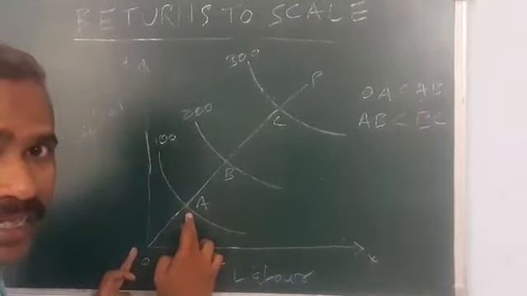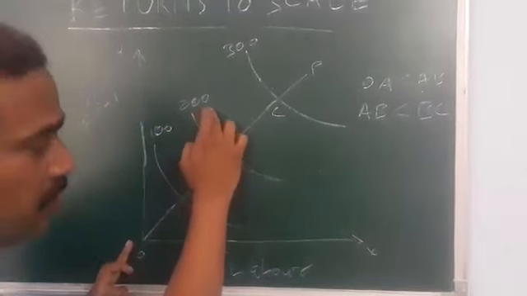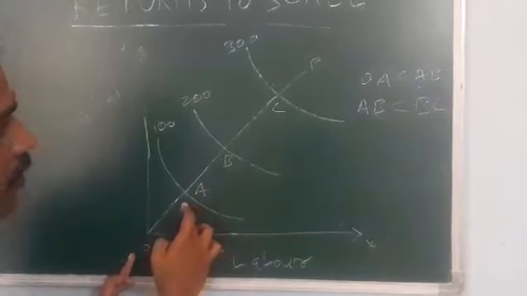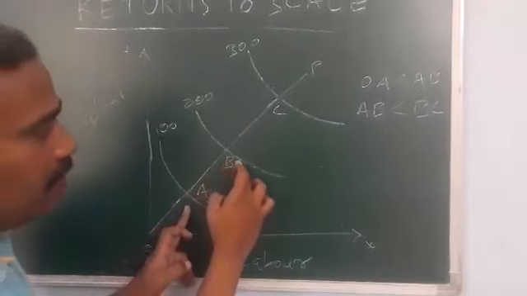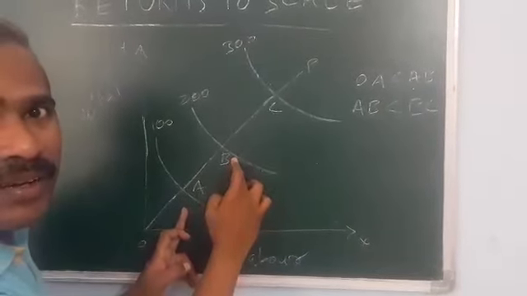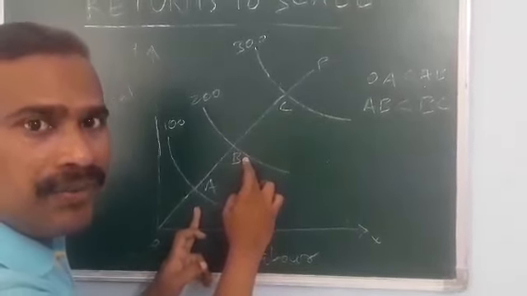OA production factors level is giving 100 units. If you want to get an extra 100 units, you should move from A to B. Here OA is less than AB. That means we are using more production factors to get the same level of output.